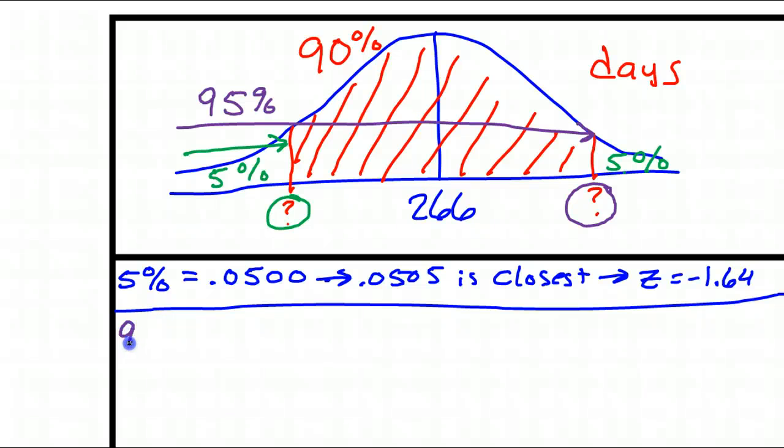Okay, so I'm going to do that in purple. So 95% as a decimal would be 0.95. And I'm just going to add on 00. All right, let's find the closest thing we can find to 0.9500.